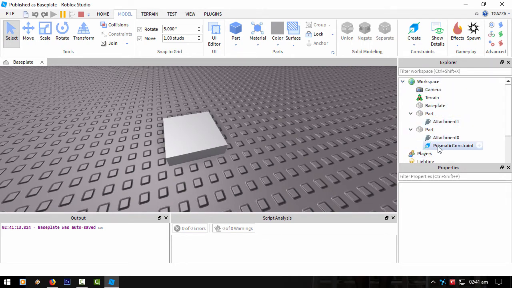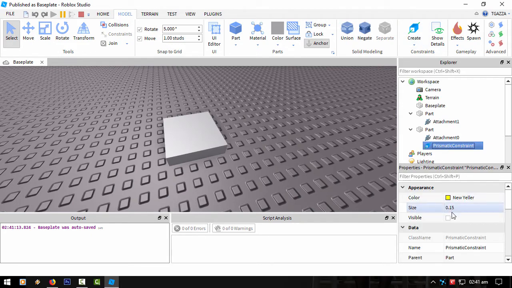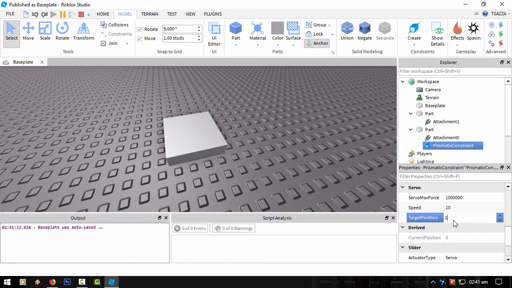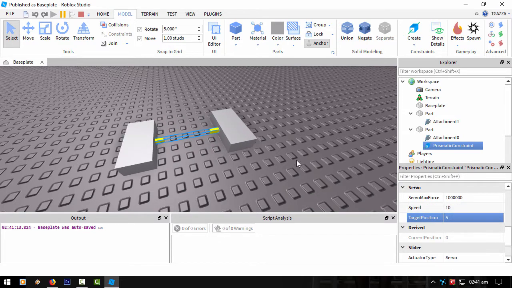Prismatic, or should I say constraints in Roblox. What I'm using now is a prismatic constraint. You can make it visible if you want to. Let's actually open that up a bit. There you go. I don't know why it doesn't go all the way through, but whatever.